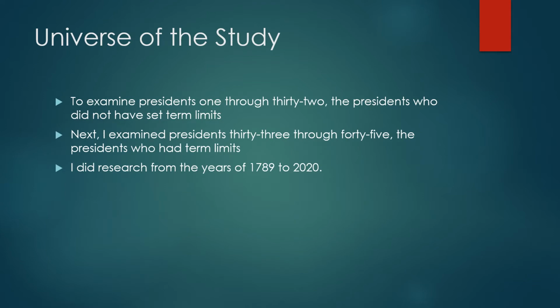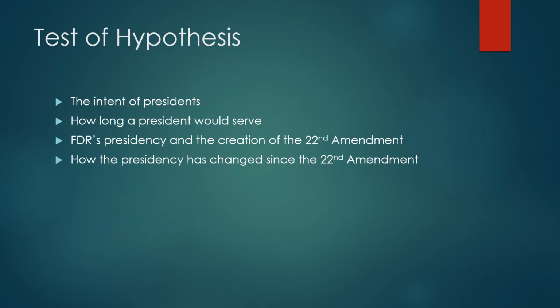The universe of the study. The universe of the study is to examine presidents 1 through 32, and those are the presidents who did not have set term limits. And then I examined presidents 33 through 45 who did have official term limits. My research is done between the years of 1789 until 2020.